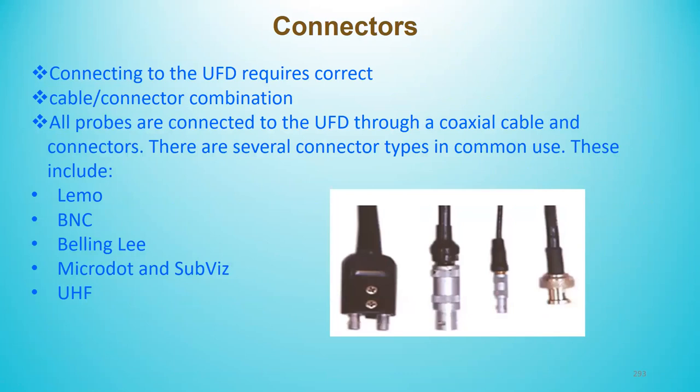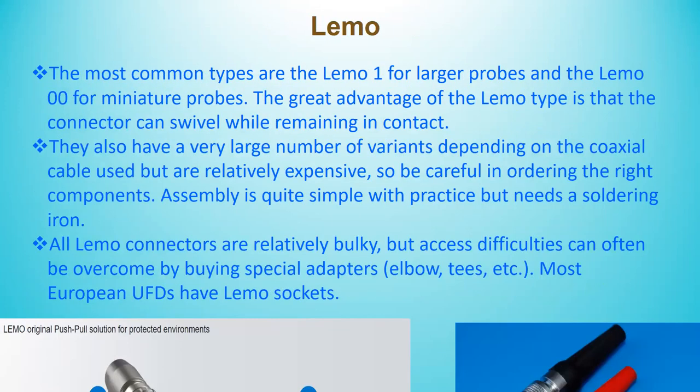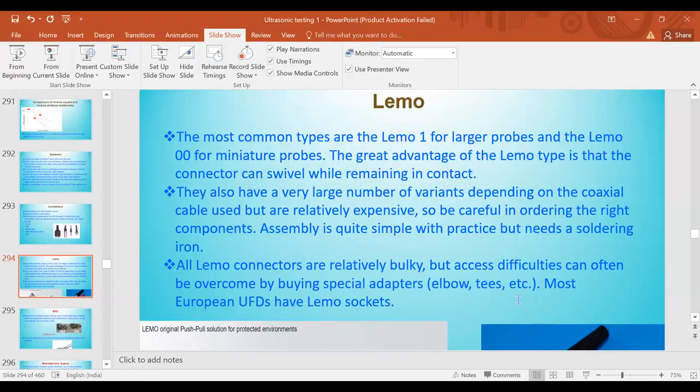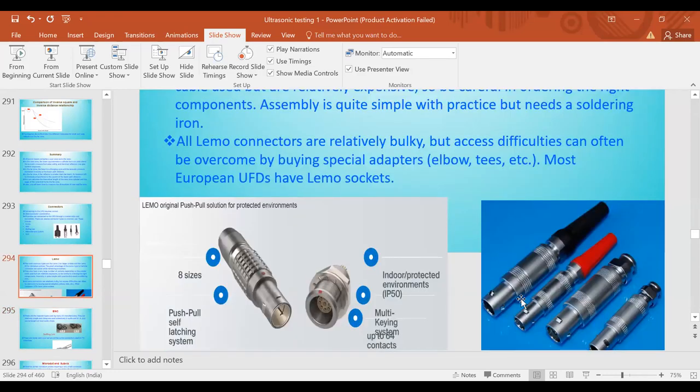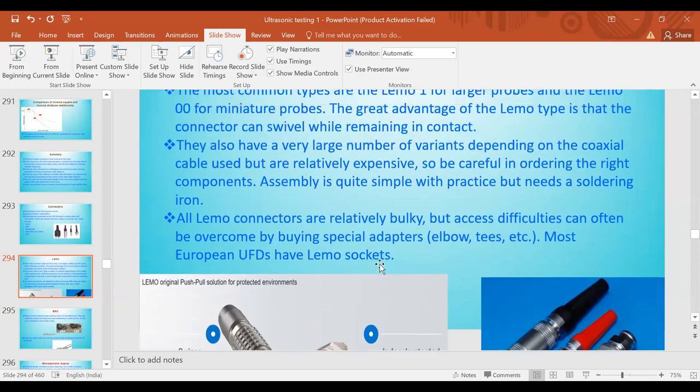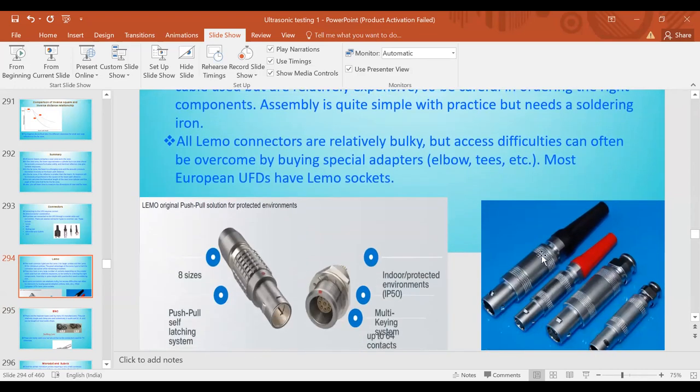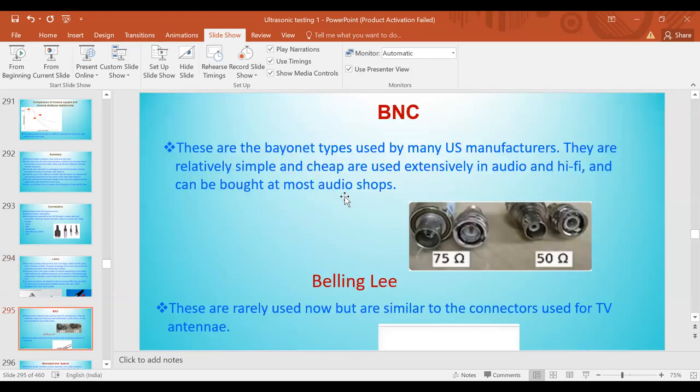Then you have connectors: LEMO, BNC, Bingley, Microdot, Subbies, UHF. These are LEMO connectors. They may have 4, 5 pins, and can be just push type. There is a socket with a red mark on each, so they are in the same place and you can press it in.